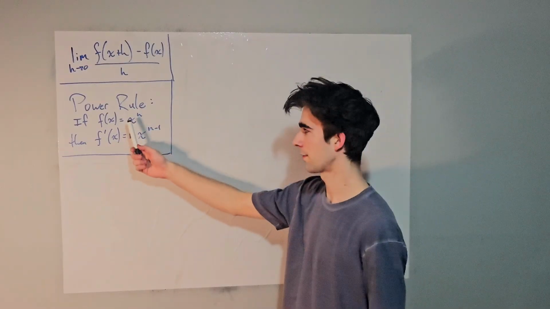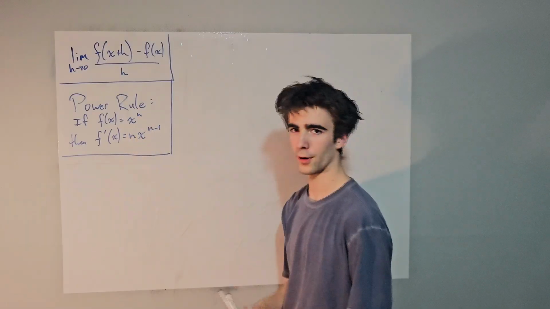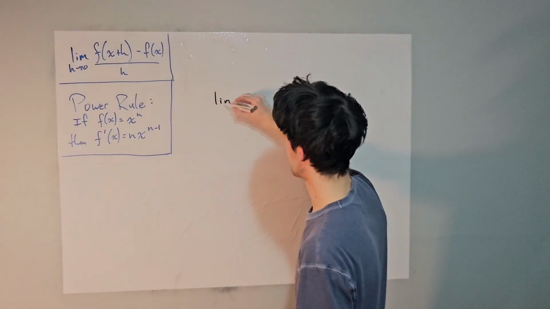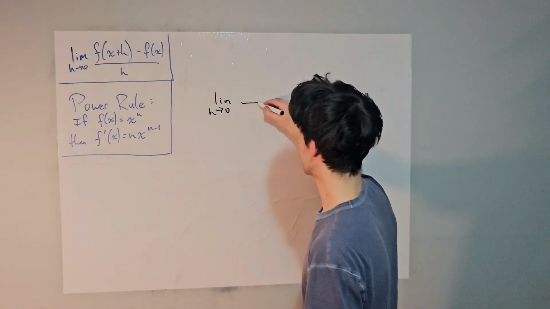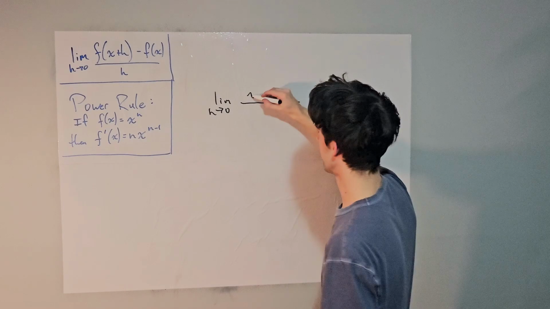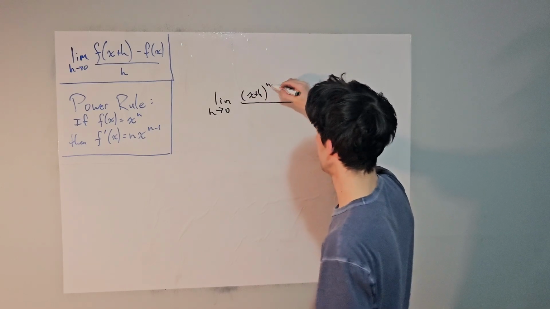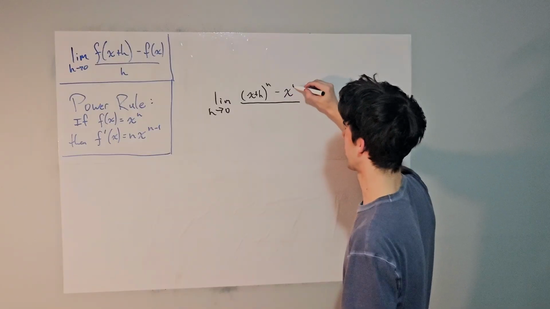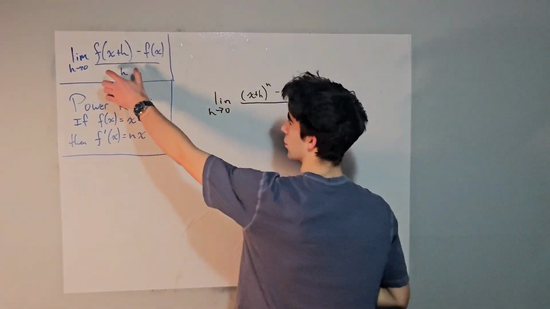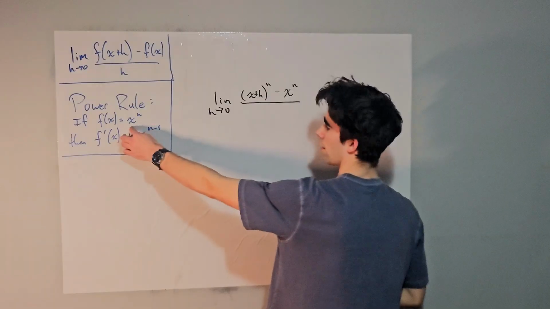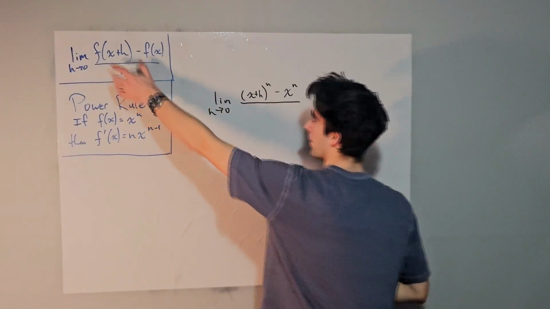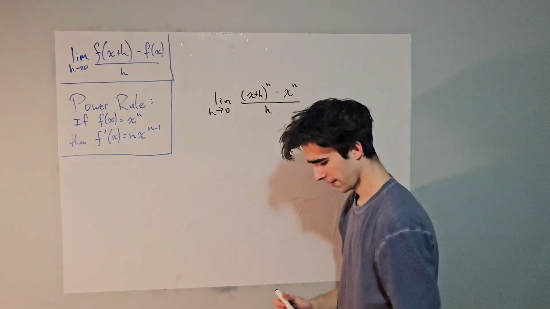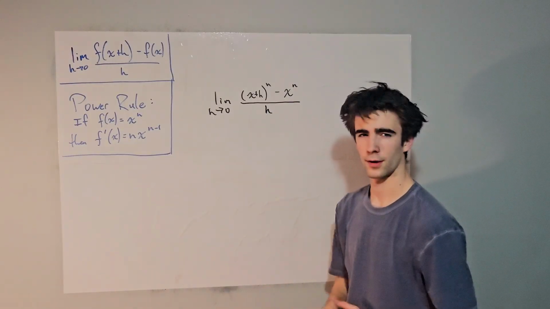If our function is our input x raised to the power of a constant n, then our limit expression as h approaches 0 would just be that function, so (x plus h) to the power of n, minus x to the power of n. We're just swapping in our function, which is raising it to the power of n, and that's what is going up here in the numerator, and it'll still just be over h. Now where do we go from here?